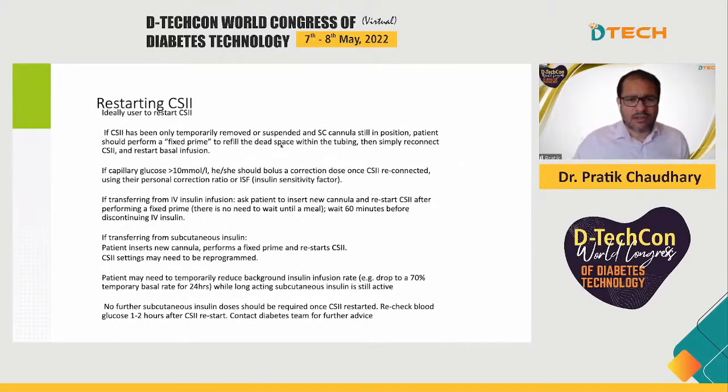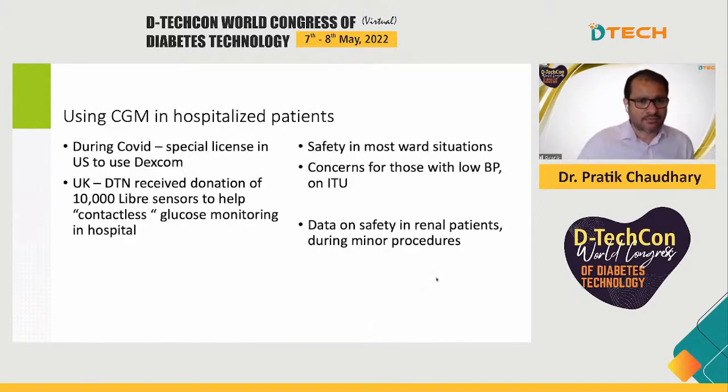Usually you should perform a fixed prime to refill the dead space within the cannula, and then they can click in and restart. And generally, even if the glucose isn't high, I'd recommend a bolus correction or a small bolus just to get some insulin in, before the basal takes two or three hours to pick up. When you're transferring from IV back to pump, make sure we use a new cannula and restart the pump after that fixed prime. And if they've been on long-acting insulin, if they've gone off the pump therapy because they've taken a background insulin like Lantus for a while, then often when coming back onto pump, we'll use a temporary basal rate, dropping down to 70% for 24 hours, just to let that basal insulin wash out.